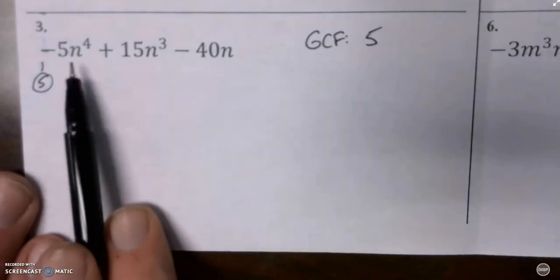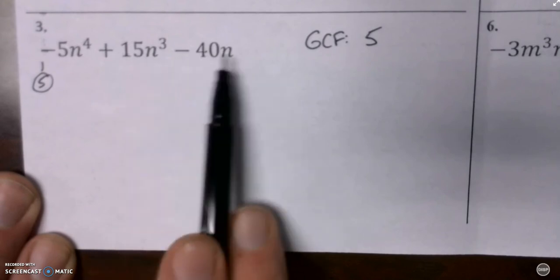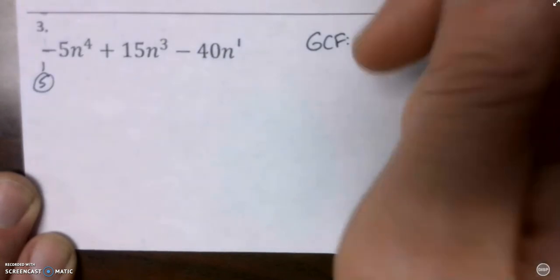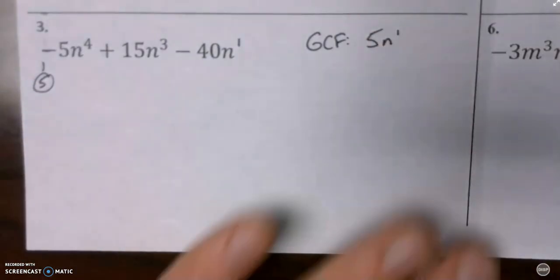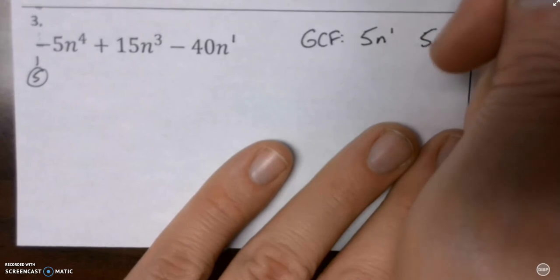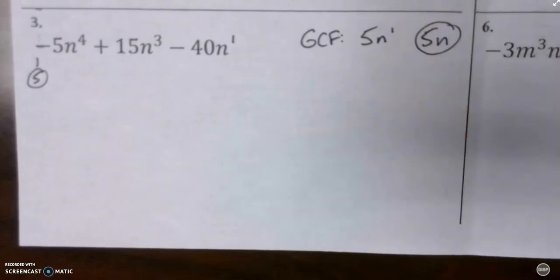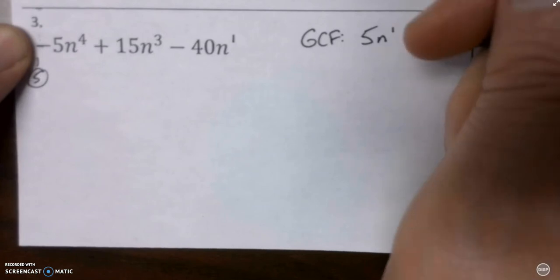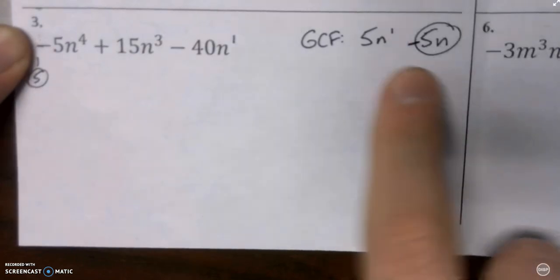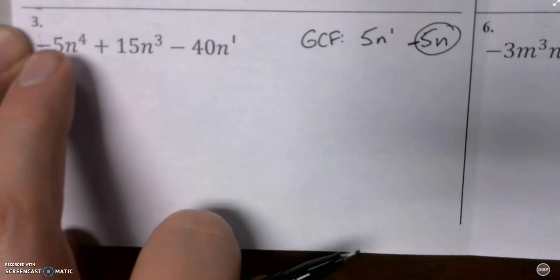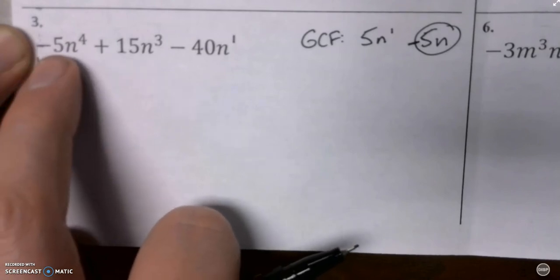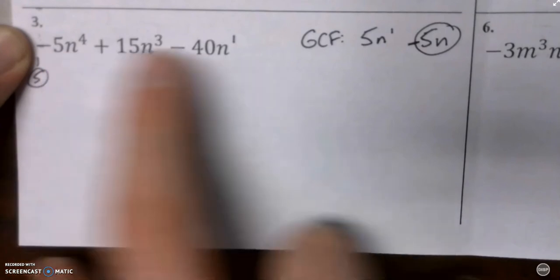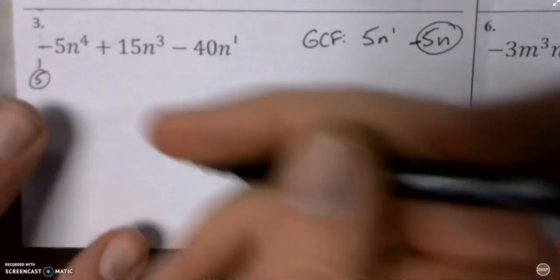Now I also need to check my n's. Is n in every term? Yes. And this is n to the first, and that's the smallest power of n that I see. My greatest common factor is 5n to the first, or just 5n. Now, here's something else that I want to point out. When the first term is negative, we generally like to take the negative sign as well. Okay? So, it wouldn't necessarily be wrong if you didn't. You could get it correct, but there are a lot of advantages if the first term is negative for pulling the negative sign out. So let's do it.